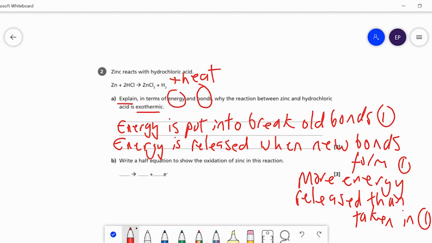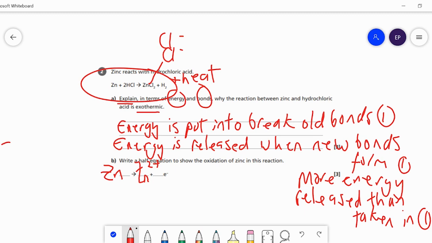B. Write a half equation to show the oxidation of zinc in this reaction. So in the top equation, we can see that we start with zinc on the left-hand side. And on the right-hand side, we end up with zinc ions in the zinc chloride. Now, chloride would have a minus charge, and there's 2 of those. So the zinc is going to have a 2+ charge. In fact, zinc, although it's in the middle part of the periodic table, always has a 2+ charge.